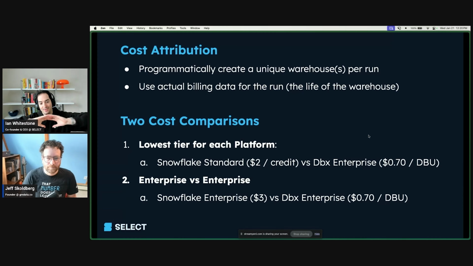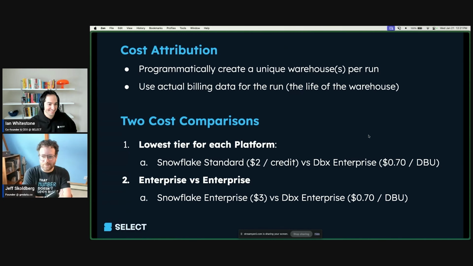So in order to have no kind of open questions around, oh, how did you attribute cost to the queries within the warehouses? We took this very conservative and accurate approach of just create a new warehouse programmatically every time we want to run one of these benchmarks, so that we have a very clear, this is what it cost, period. We ended up creating and destroying dozens of warehouses, if not hundreds of warehouses.